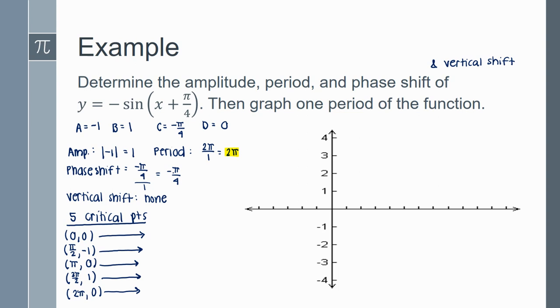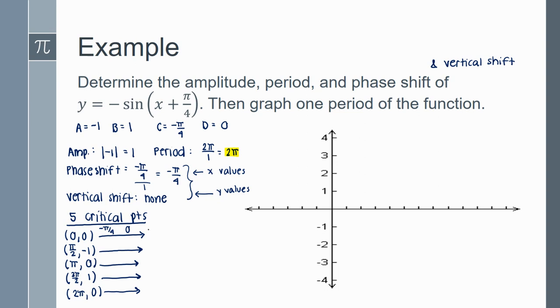So the phase shift that we identified and the vertical shift are what we want. It's these 2 pieces right here. These are what we're going to use. The phase shift is going to affect the X values, and the vertical shift is going to affect the Y values. So in this case, negative pi over 4 is what I need to add on to all of my x values, and 0 is what I'm going to add on to all the y values.